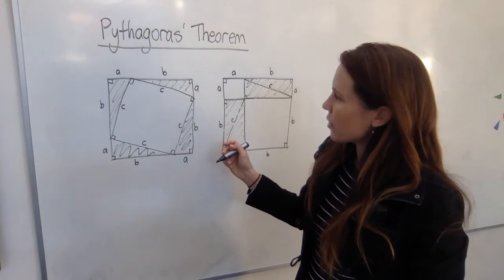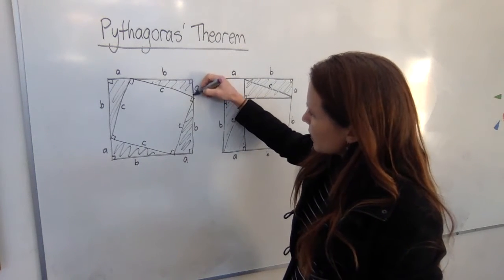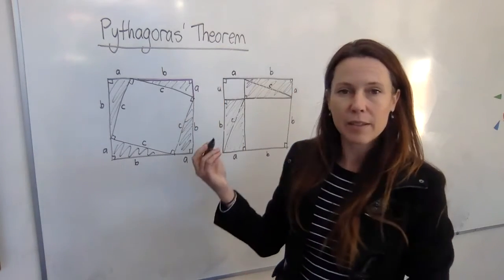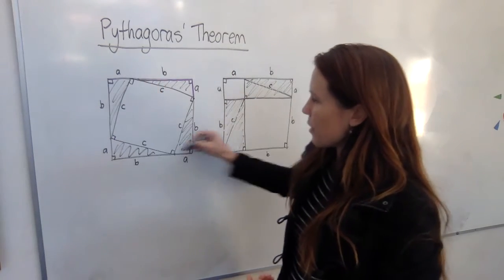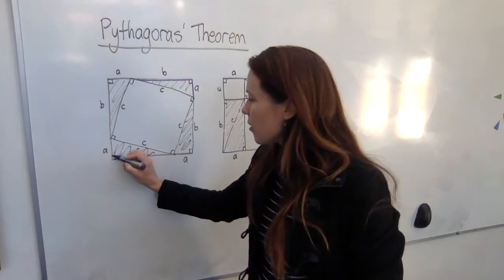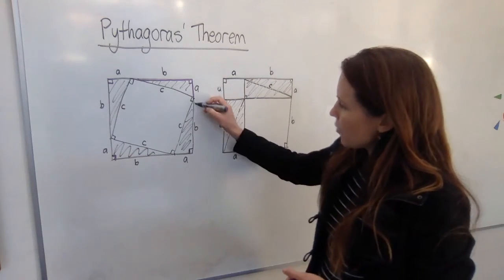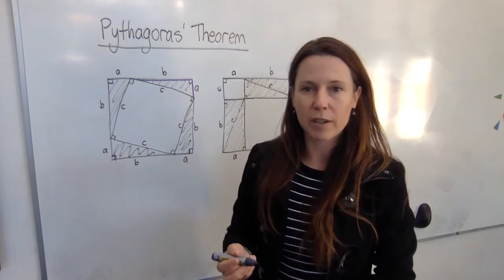Now, if I compare the triangles, I can see they're all the same as each other. They all have a short side that is A long, and they have a long side that is length B. And they've all got right angles in the corners because if this is by definition a square, then they are also by definition right-angled triangles. And they all have a long hypotenuse of C. So we can see all those four triangles are the same.